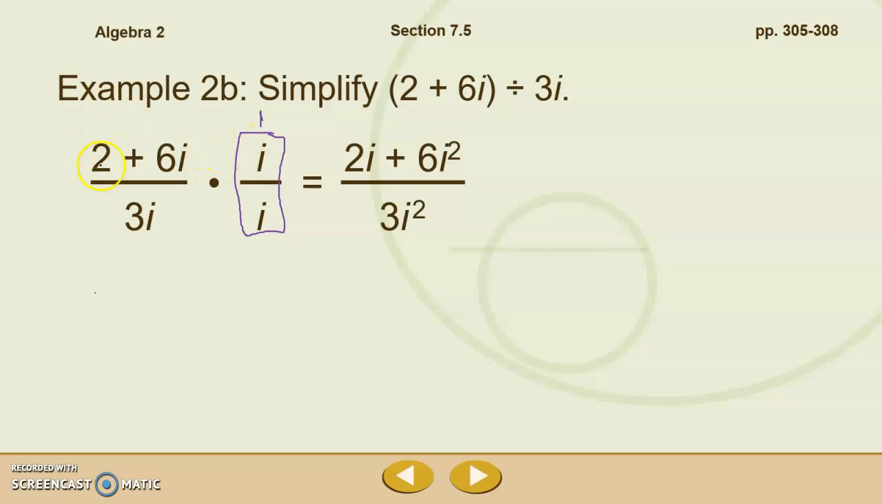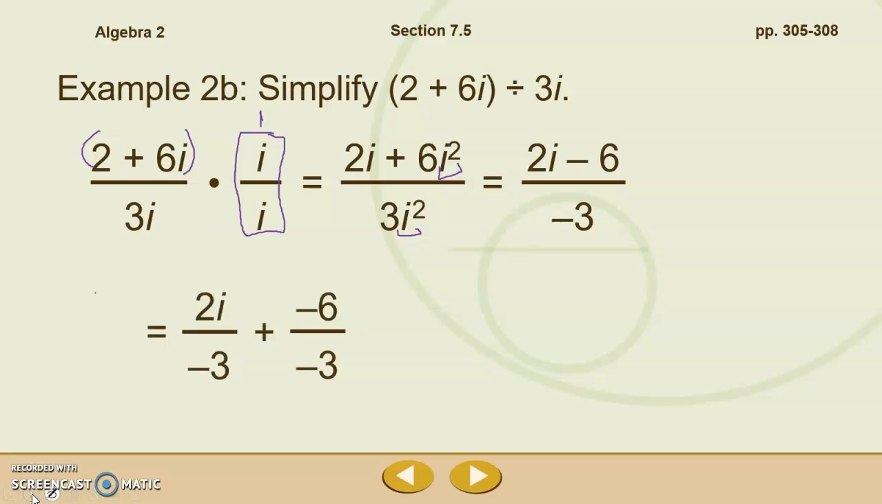And so we're going to distribute that i here. So we get 2i plus 6i squared. And at the bottom we get 3i squared. And we know that i squared is just -1, so we can substitute -1 in for both of those, and we get 2i minus 6 divided by -3. And when we've got 2 terms on the top and 1 term on the bottom, we can just split those into 2 fractions with a common denominator. So we're going to write that as 2i over -3 and -6 divided by -3.